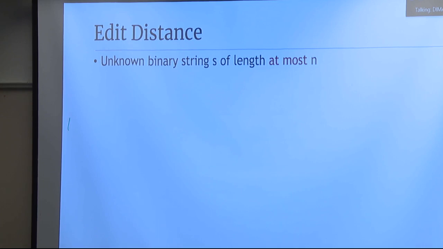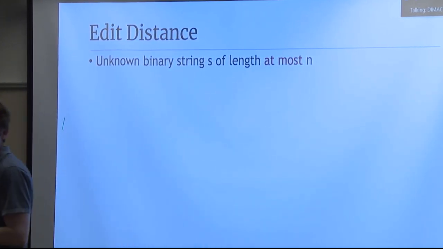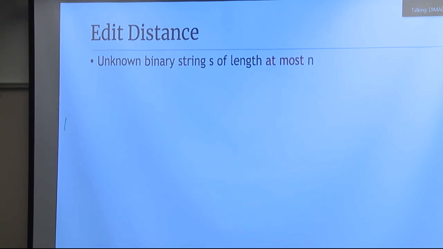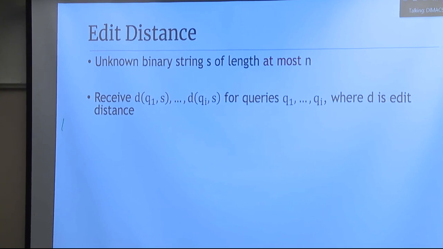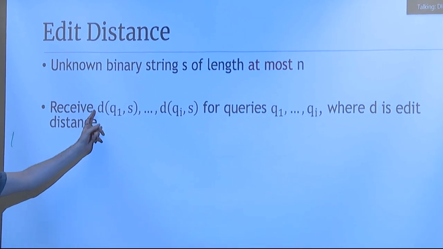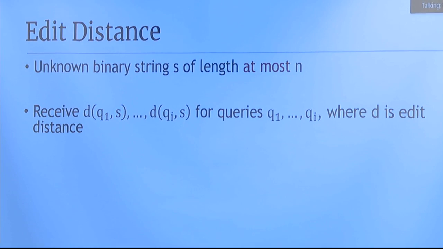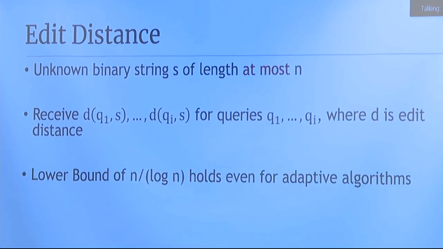So here we're going to consider the setting where we have an unknown binary string S of length at most n. I do want to stress here that we don't actually know its length. It's at most n, and that might cause some problems, and it does for the algorithms that I'm going to mention. So we make some queries, Q1 through Qi. We get our exact edit distances to the unknown secret S. And the question is, how many queries do we need?